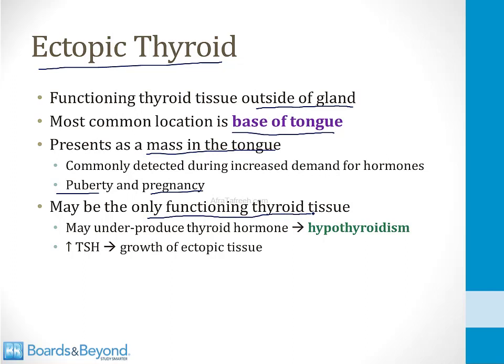And when this happens, sometimes patients underproduce thyroid hormone. This leads to hypothyroidism. This can create a vicious cycle where the hypothyroidism raises the level of TSH. We'll talk about TSH later. And the TSH stimulates growth of the ectopic tissue, and thus the mass in the tongue becomes larger. When this is the case and you remove the mass, the patient will have hypothyroidism after the surgery, and they will need to go on hormone replacement therapy.